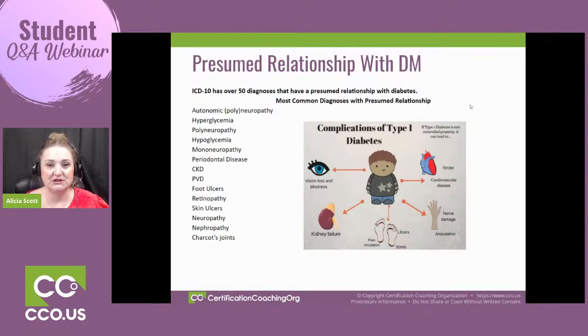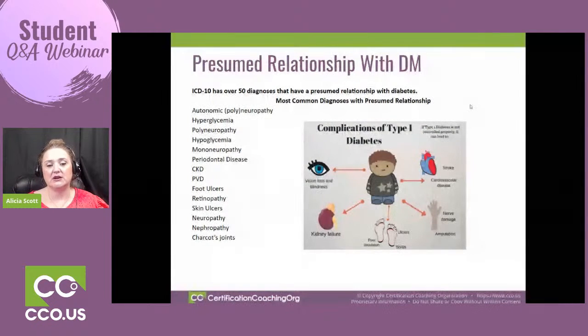It's presumed, not assumed. So when you have a patient with diabetes and that patient also has polyneuropathy or neuropathy, then you use the diabetic E11.4 code, because that's a neurological complication. It might be E11.45, E11.49, but it's a 4 because it's neurological.